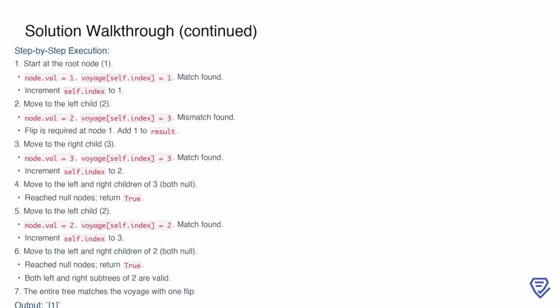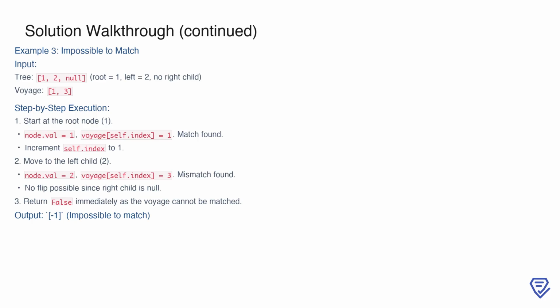Then, we move back to the new right child, which is node 2. This matches the next value in the voyage, so we increment the index once more. Finally, we check the left and right children of node 2, which are both null, returning true for both. With this, the entire tree matches the voyage, and the result is 1, indicating one flip at the root.